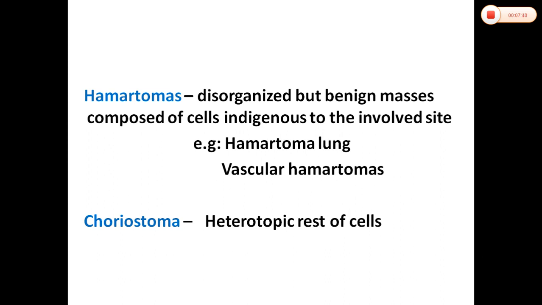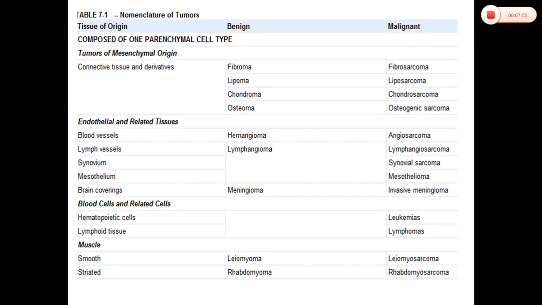Next one is choriostoma. It's nothing but heterotopic rests of cells. That means presence of normal tissue in an ectopic site is choriostoma. For example, presence of pancreatic tissue in the submucosa of the stomach, duodenum and small intestine is called as choriostoma.